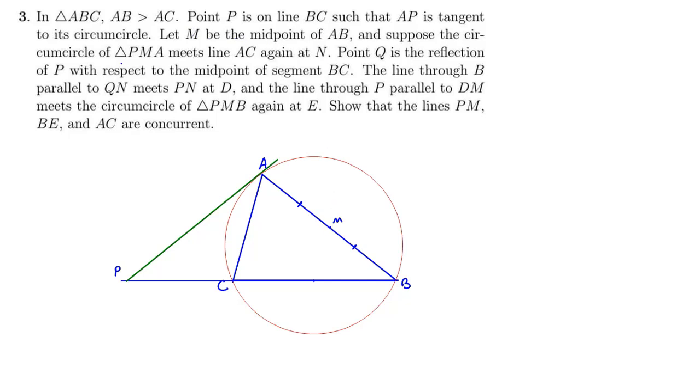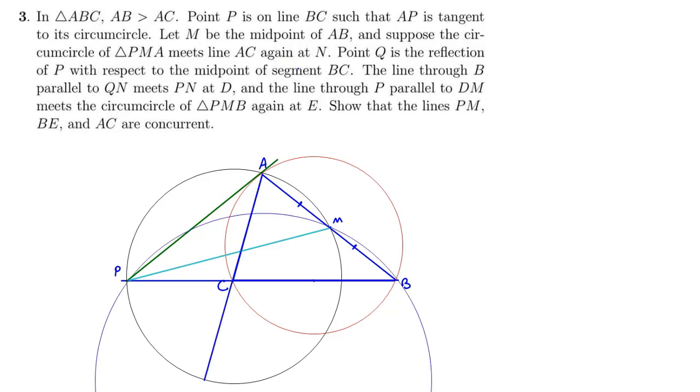And suppose the circumcircle of PMA meets line AC again at N. We consider the circumcircle of PMA, this black circle, which meets line AC again at N. Also, we've drawn the circumcircle of PMB because we need that for the rest of the problem. It says then point Q is a reflection of P with respect to the midpoint of segment BC.